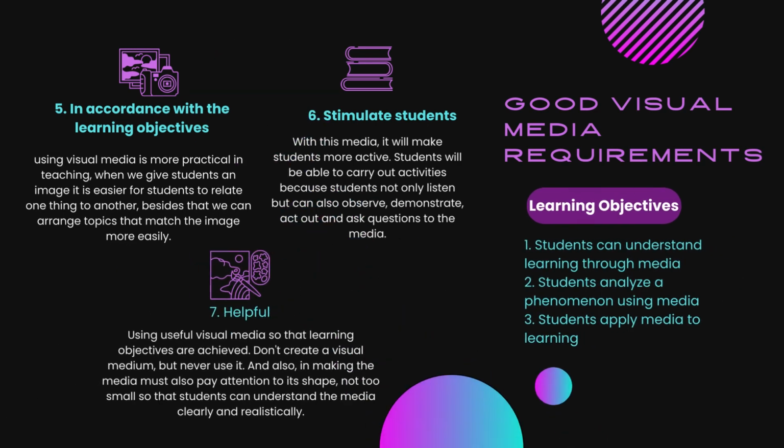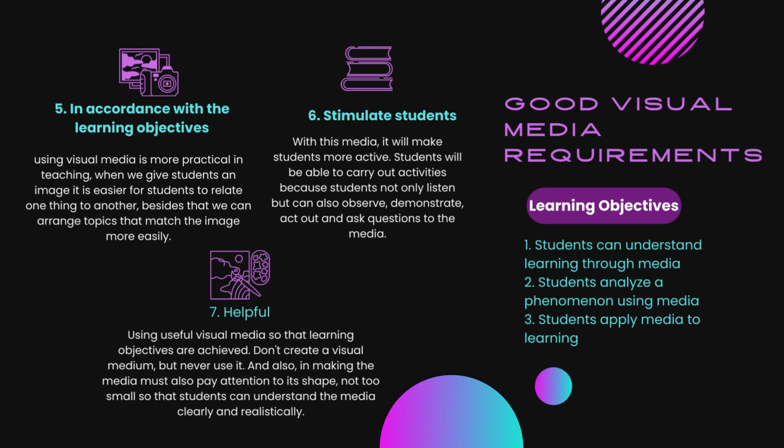Learning objectives. First, students can understand learning through media. Second, students analyze a phenomenon using media. Third, students apply media to learning. Good visual media requirements. Fifth, in accordance with the learning objectives, using visual media is more practical in teaching. When we give students an image, it is easier for students to relate one thing to another. Besides that, we can arrange topics that match the image more easily.